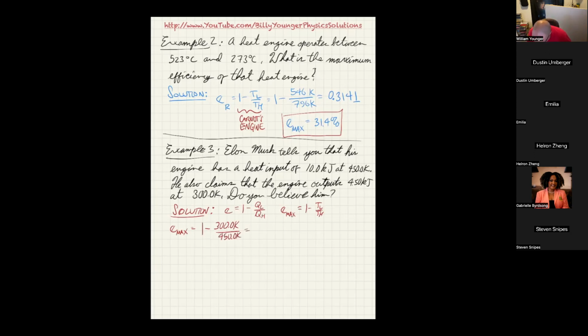So I'm going to do one minus parentheses 300 divided by 450, close parentheses, and that gives me 0.3333. And in fact, since I used four sig figs, that should be significant to four sig figs. And that's what the efficiency is, which means the maximum efficiency that the engine could possibly have is about 33.33%. Now, what is the efficiency that Elon's actually claiming?